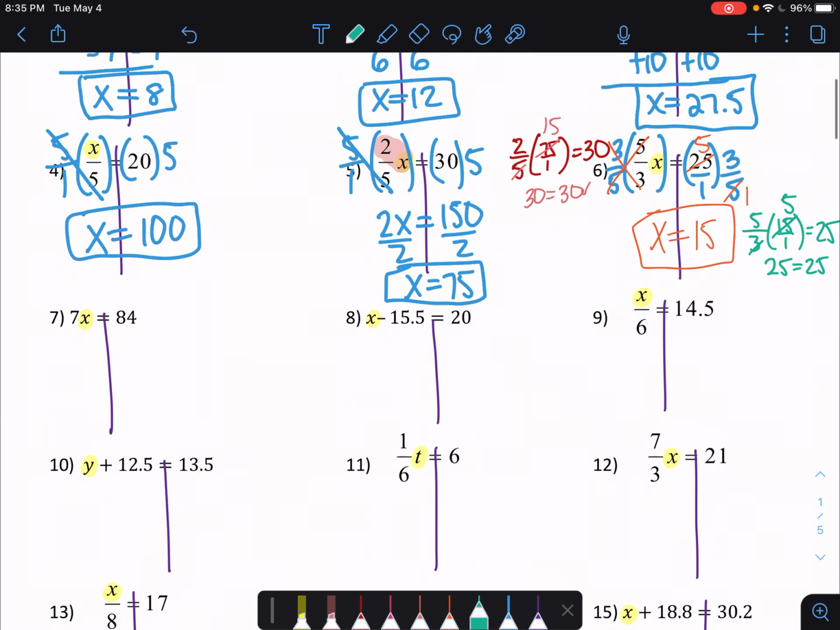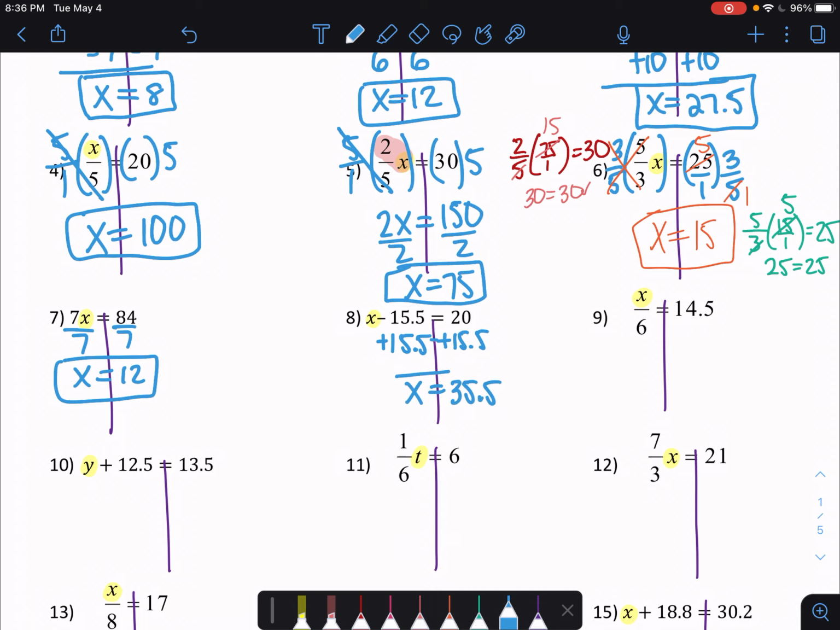In number 7, I'm going to divide on both sides. So if I divide by 7, I get x equals 12, and 7 times 12 is 84. For number 8, I'm going to add 15.5 to both sides. And I get x equals 35.5. 35.5 minus 15.5 is 20.